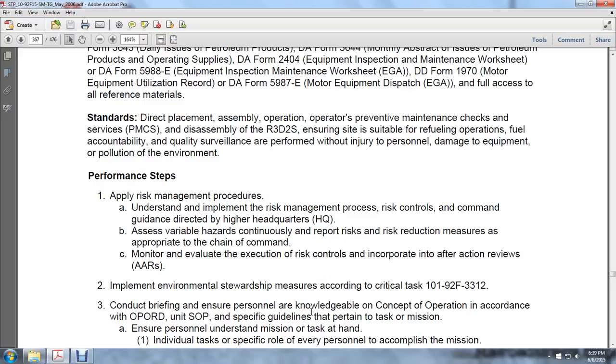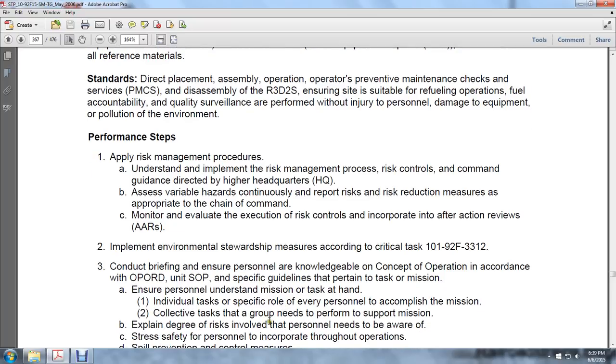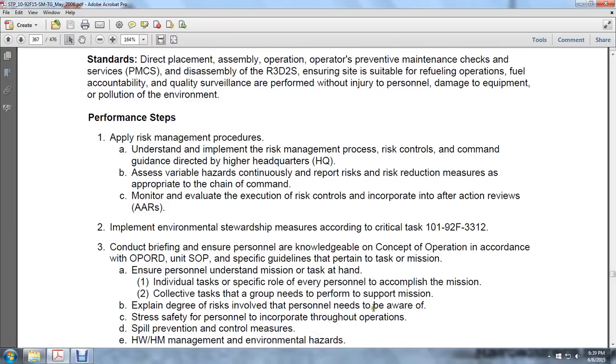Conduct a brief ensuring personnel are knowledgeable of the concept of operation in accordance with operation orders or unit standing operating procedures. Specific guidelines that pertain to the task or mission. Ensure personnel understand the mission and task at hand. Individual tasks or specific roles for every person to accomplish the mission. Collective tasks the group needs to perform to support the mission.